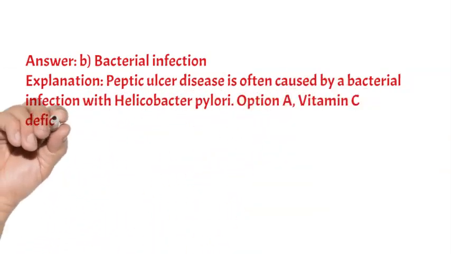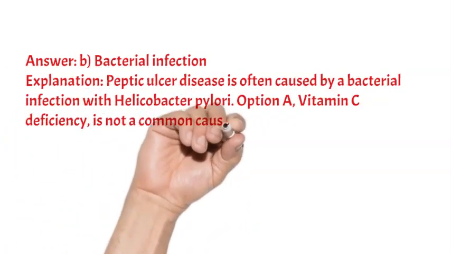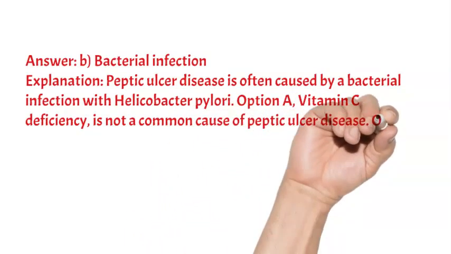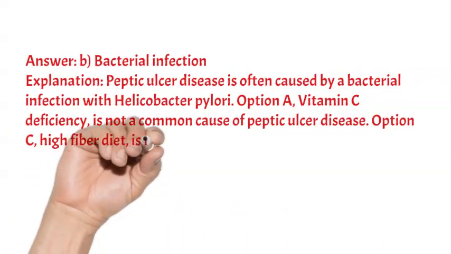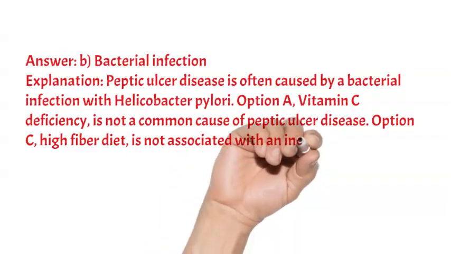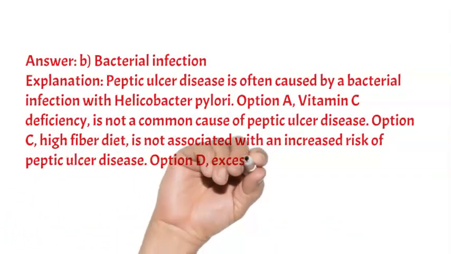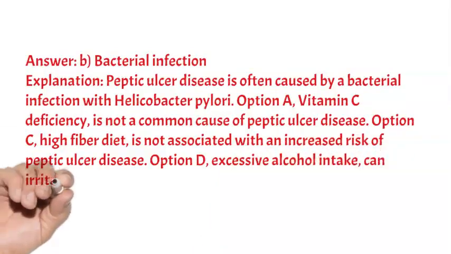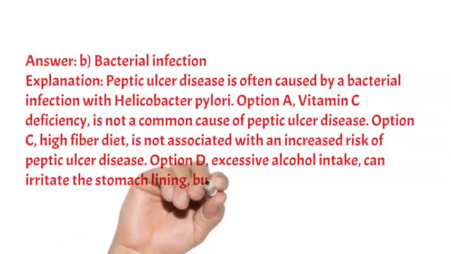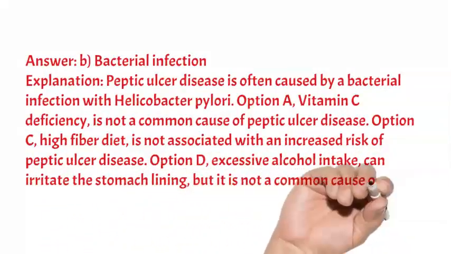Option A, vitamin C deficiency, is not a common cause of peptic ulcer disease. Option C, high-fiber diet, is not associated with an increased risk of peptic ulcer disease. Option D, excessive alcohol intake, can irritate the stomach lining, but it is not a common cause of peptic ulcer disease.